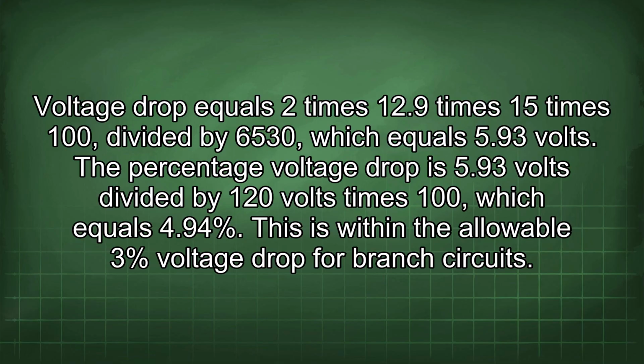The percentage voltage drop is 5.93 volts divided by 120 volts times 100, which equals 4.94%. This is within the allowable 3% voltage drop for branch circuits.